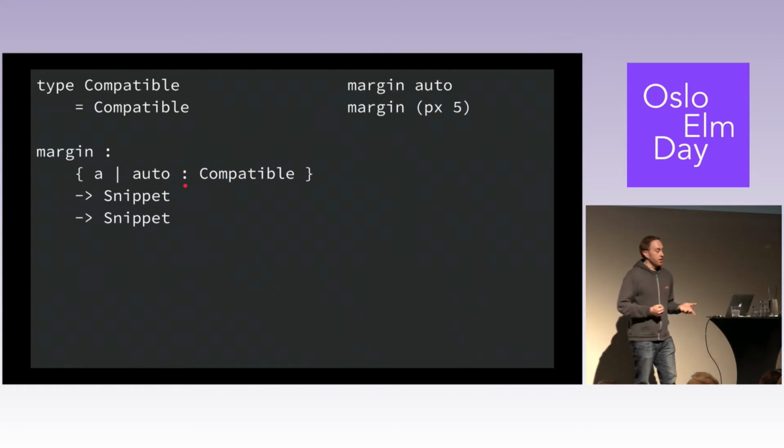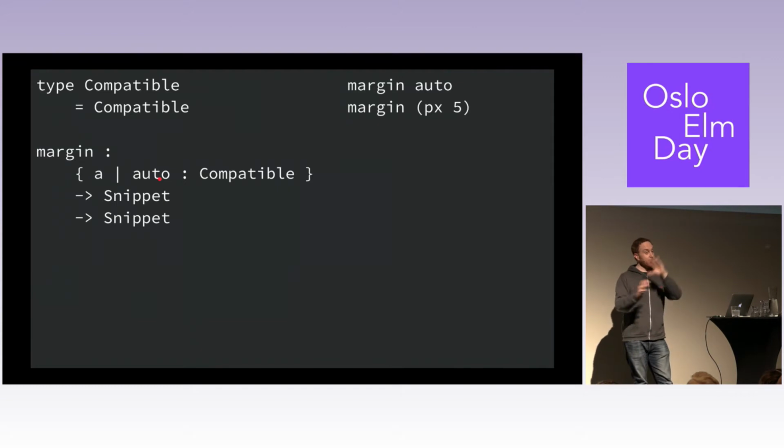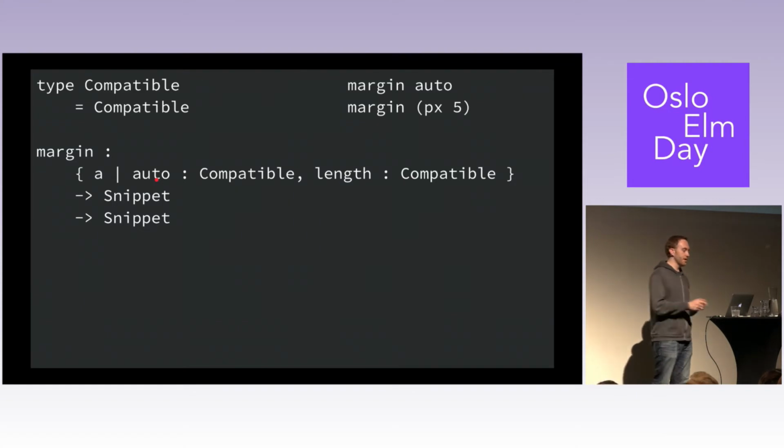So the idea here was, okay, as long as both auto and 5 pixels have that auto-compatible field, even if they have other fields in them, this function will still accept them. But of course, I wanted it to be able to accept lengths too, so I said, oh, I'll just add length compatible. Now this doesn't quite work. This is sort of where I started with this. It's like kind of the initial inception of the idea.